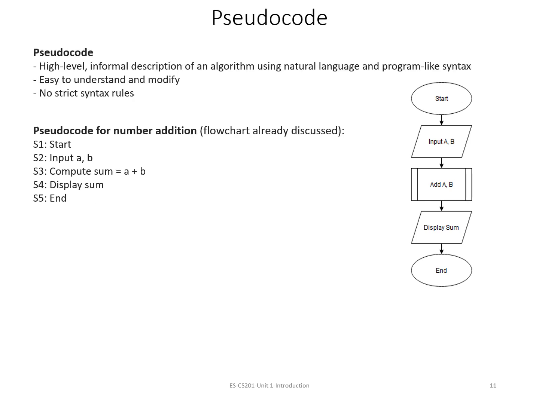Pseudocode is a high-level, informal description of an algorithm using natural language and program-like syntax. It is easy to understand and modify, and there are no strict syntax rules. Pseudocode for the number addition problem. Step 1, start. Step 2, input A, B. Step 3, compute sum equals A plus B. Step 4, display sum. Step 5, end. Number addition flowchart is on the right and has already been discussed.